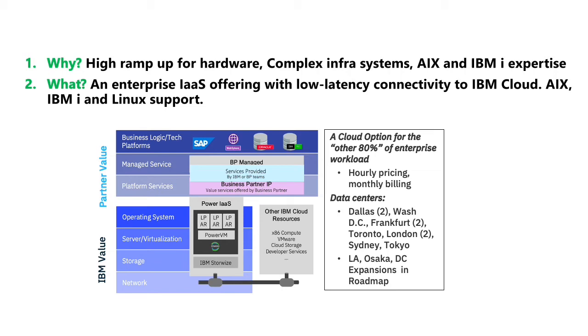IBM manages the infrastructure all the way up to the OS deployment, and the client or service providers manage the OS and up. For example, Oracle Database, SAP HANA, Red Hat OpenShift, and IBM Cloud Paks can all be run on this platform. Clients can easily spin up an AIX, IBM i, or Linux instance on cloud and be charged in hourly rate and monthly bill.